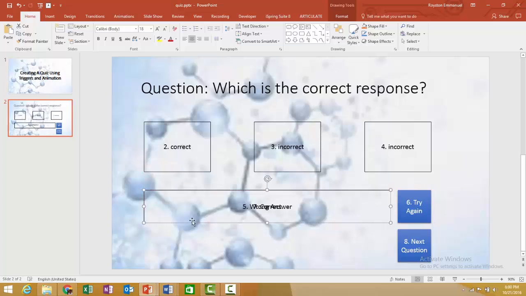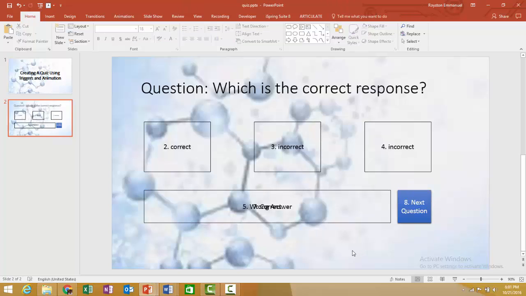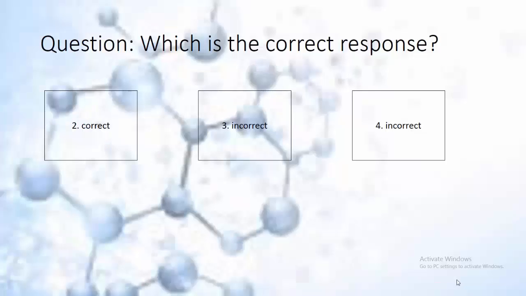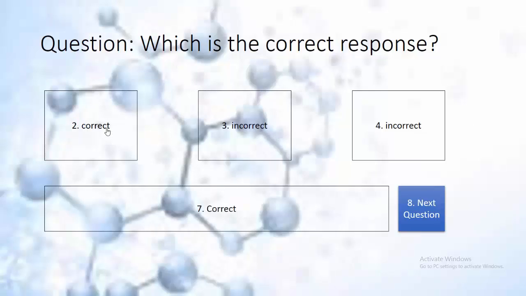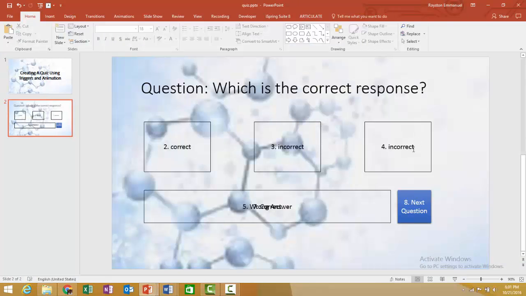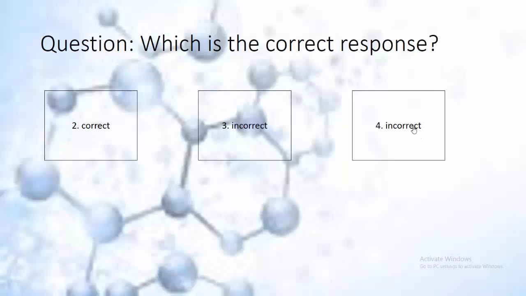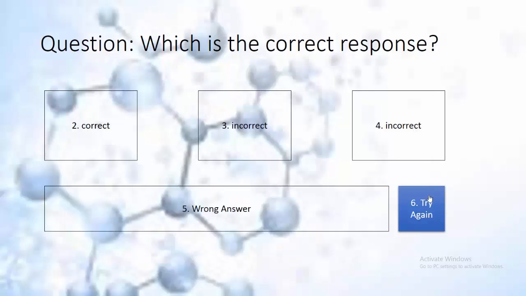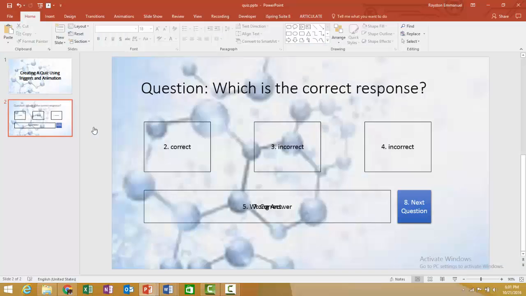So I've dragged the correct answer box over the wrong answer box, and I'm dragging the next question box over the try again box. Now you might think that when we run the slideshow, this is what you will see, but actually this is what you see. So if the correct response is chosen, you will see this here. Let's go again. If the incorrect response is chosen, of course you will see this, and you can go try again. So basically you want to create the illusion that the responses come from the same place.